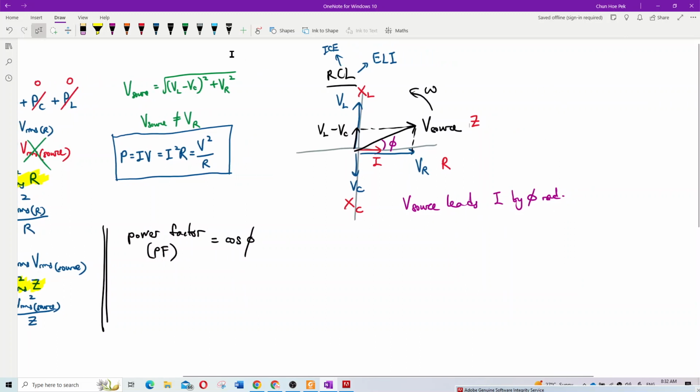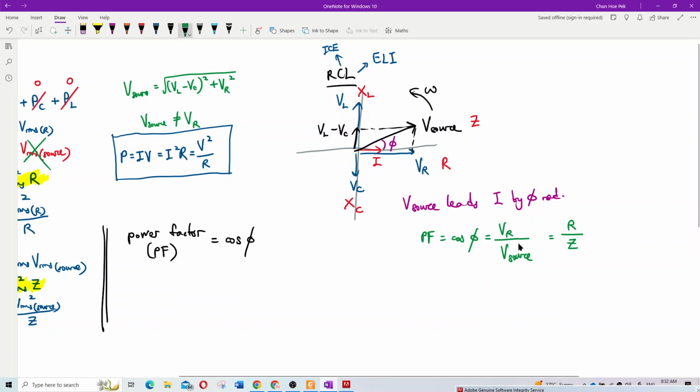So from here you can see what cos phi, the power factor, is. How do we get cos phi, class? Cos phi is adjacent over hypotenuse. You can say it is VR over V source, or you also can say it is R over Z. Correct or not, class? Correct. Cos phi, adjacent over hypotenuse.